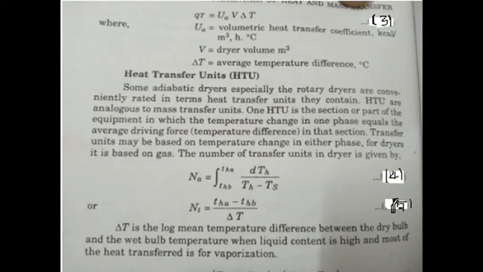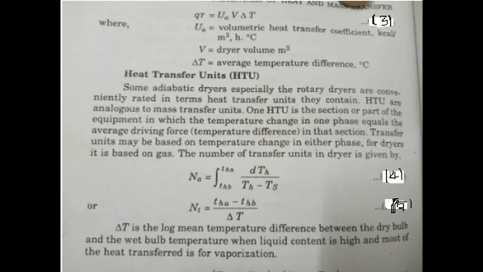In dryer calculation, the basic heat transfer equation is used: Qt = UA × delta T. This is equation number 2.1. There is uncertainty in the area available for heat transfer. So many dryers are designed on the basis of volumetric heat transfer coefficient, that is capital U suffix A, where a is the heat transfer area per unit dryer volume. This is the general equation: Qt = UA × V × delta T. This is equation number 3.